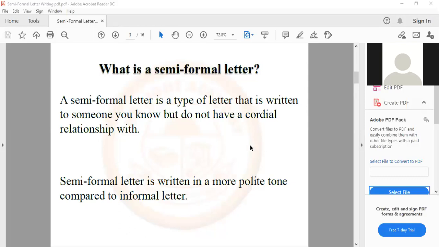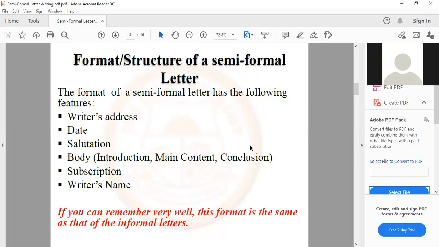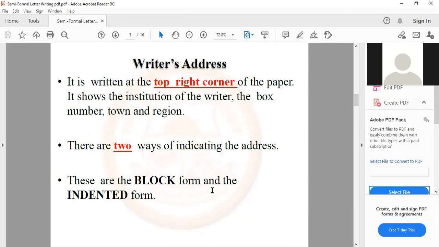All right, so as they said, this is the format. We are not going to waste much time because you have this note already. And if you can remember very well, this format is the same as that of the informal letters. So we have the writer's address, which is written at the top right corner of the paper. There are two. We have the block. Which one is the block address? Who can tell me the block address?